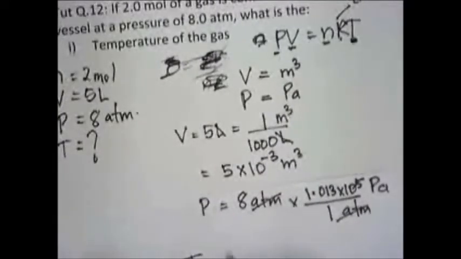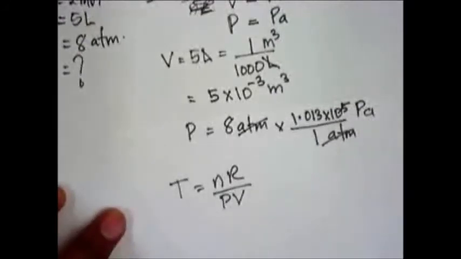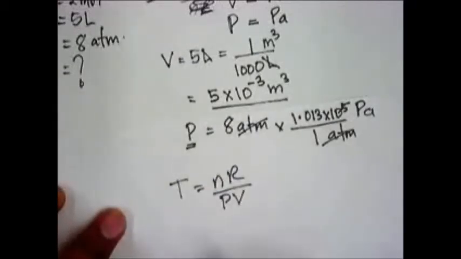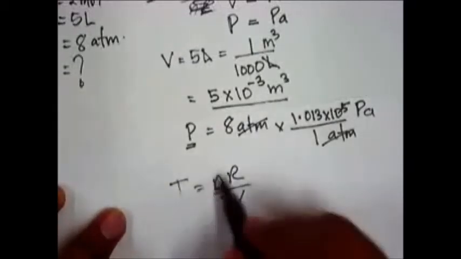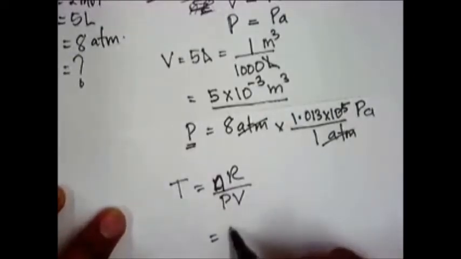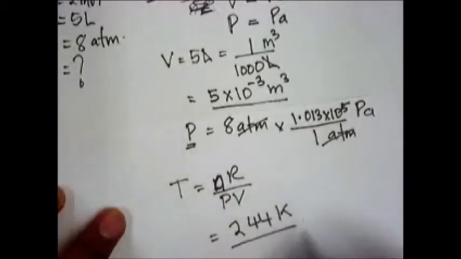Your temperature is equal to nR divided by PV. Okay, so you already have your pressure in pascals, you have your volume in meter cube. Okay, n is already given. Okay, and R you know is a constant. Okay, and if you put those values in, you should get around 244 Kelvin as your temperature.